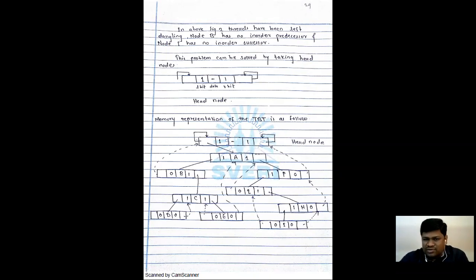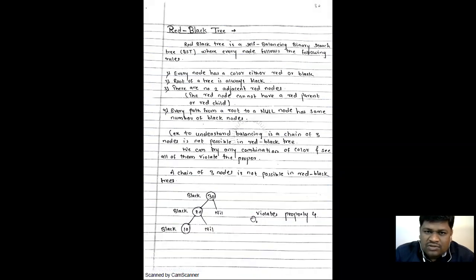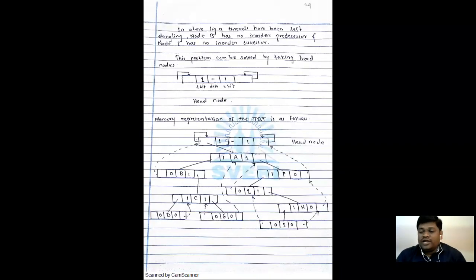Is there any doubt? This is called a threaded binary tree. Now all of you understood the concept of the threaded binary tree. Here I have given the memory representation of the threaded binary tree. A, B, C, D, E. After that, P, Q, H, and I. Now here one arrow is missing.